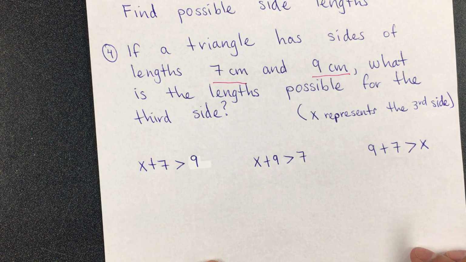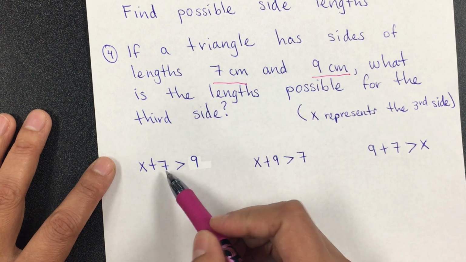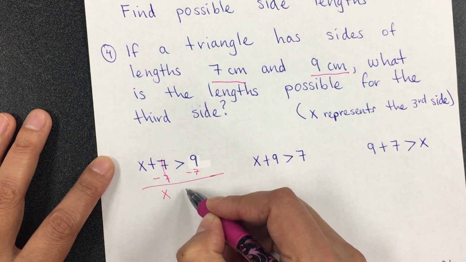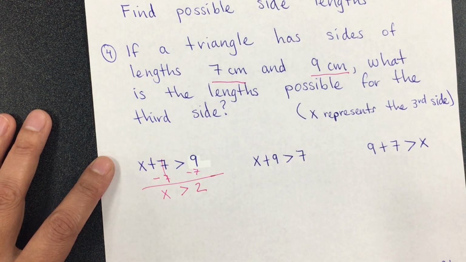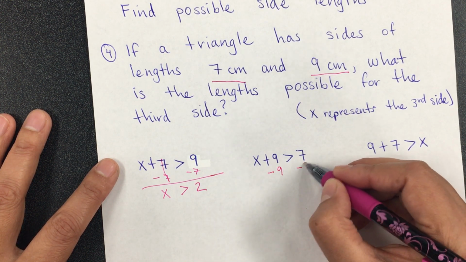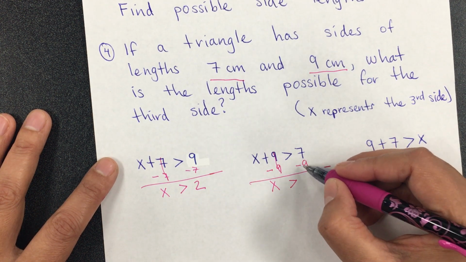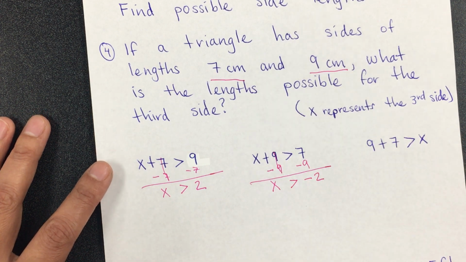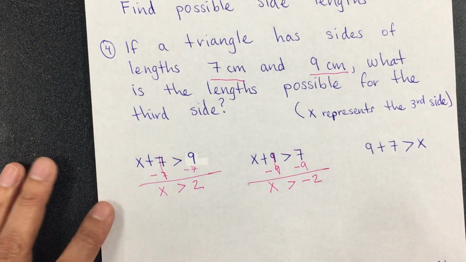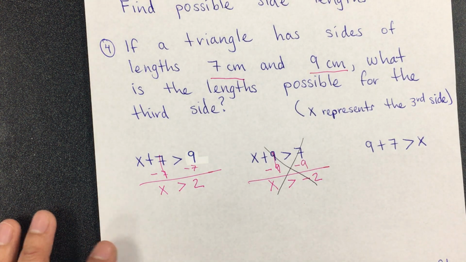After I do the setup, I'm just going to subtract. If I'm adding 7, I'm going to subtract 7 from both sides. And so x is greater than 2. In the next one, I'm adding 9, so I'm going to subtract 9 from both sides. And so x is greater than 7 minus 9, which is negative 2. Since this is a negative value, and we're talking about distance or measurement, we cannot have a negative side. So we're just going to cross that out.